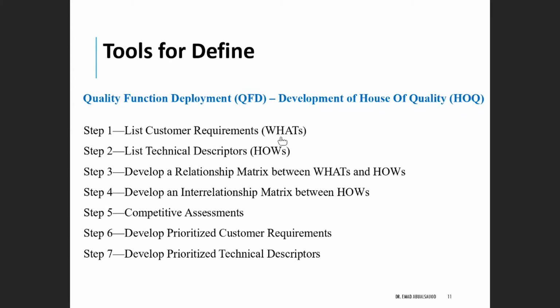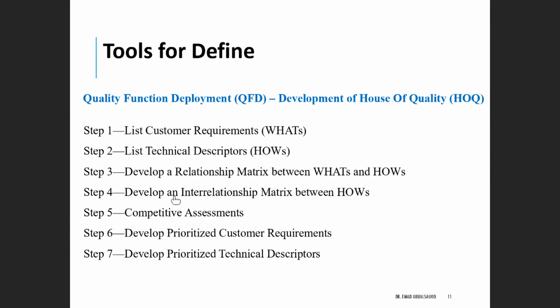You list the customer requirements as whats, what are the customer requirements. List of technical descriptors as hows, meaning how do we achieve these requirements technically. Develop a relationship matrix between whats and hows, meaning between the customer requirements and the technical descriptors. Put a matrix for the relationship between them. Which is the stronger? Which relationship is strong, positive or negative?